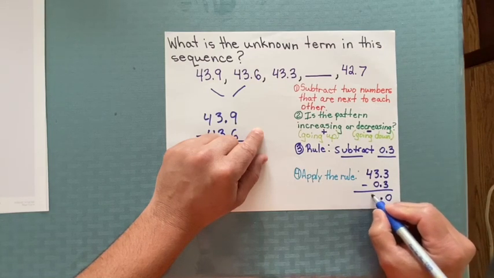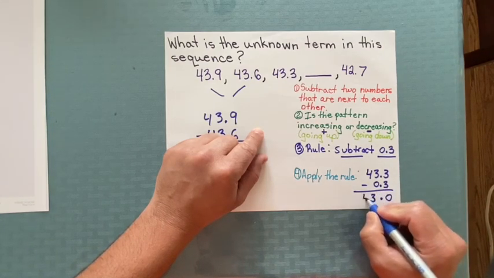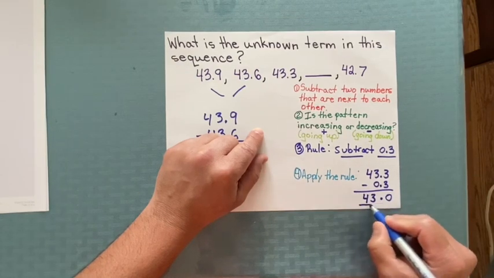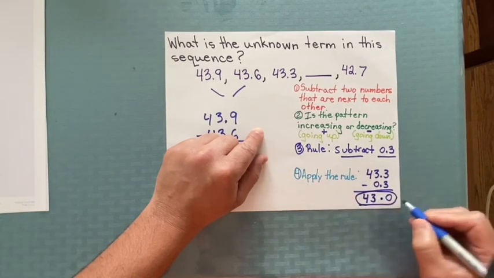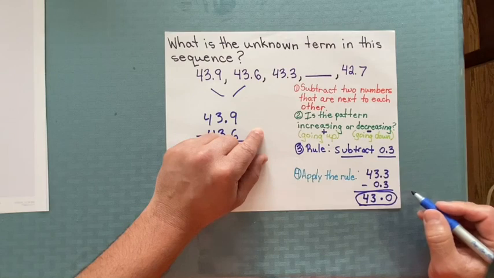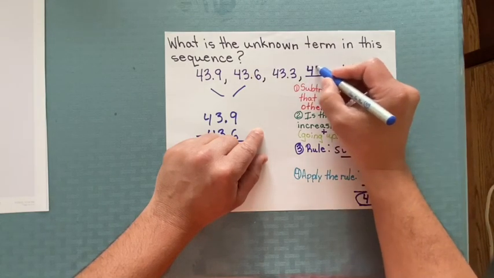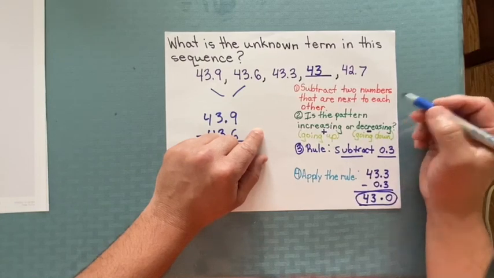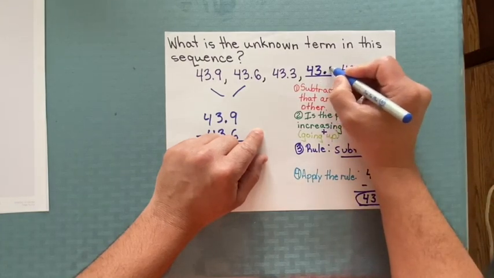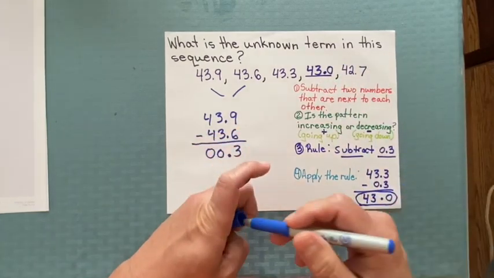3 minus 0 is 3, and the 4 can be dropped down. Our answer is 43.0, which is the same as 43. It's a whole number, right? So I'd go to the top here, and I would write my number as 43. If you wanted to, it means the same thing. You could put a decimal and a 0.